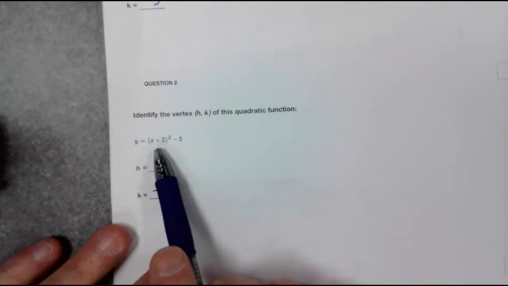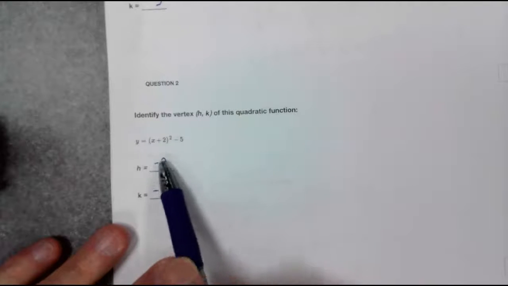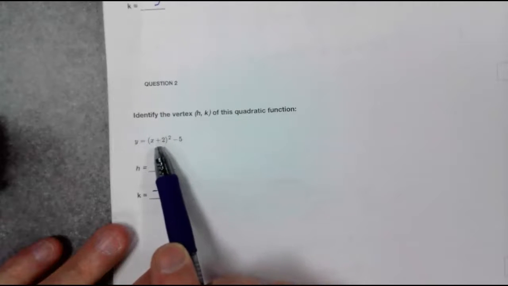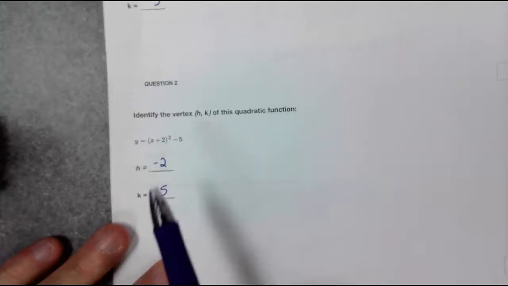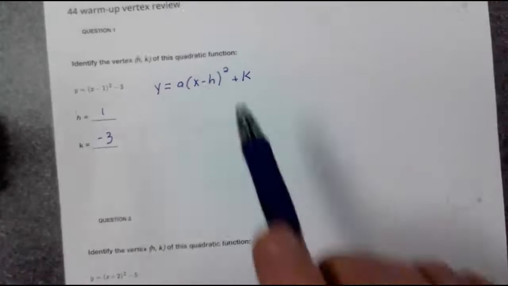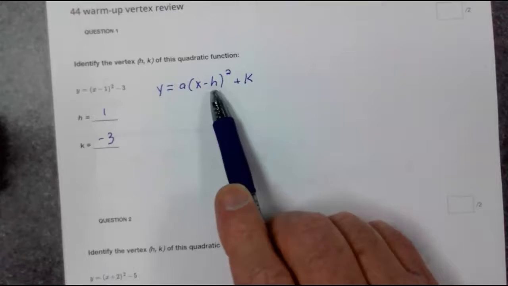Number 2, again, -2, -5. Just write it down. The opposite of what you see there, exactly what you see there. HK. And the reason the H is opposite is because it's negative H here in the equation.